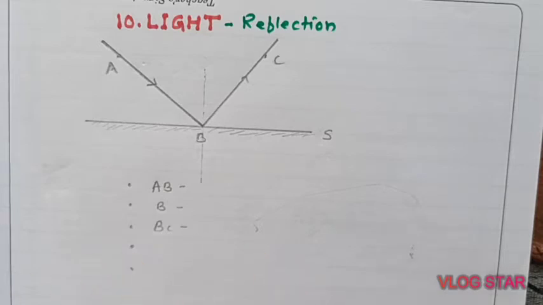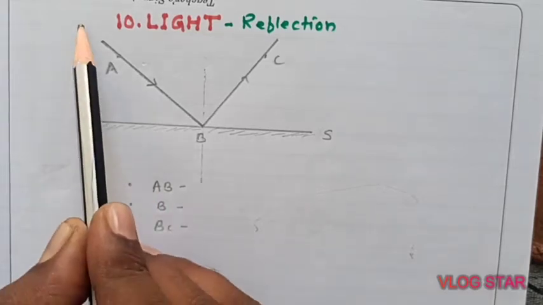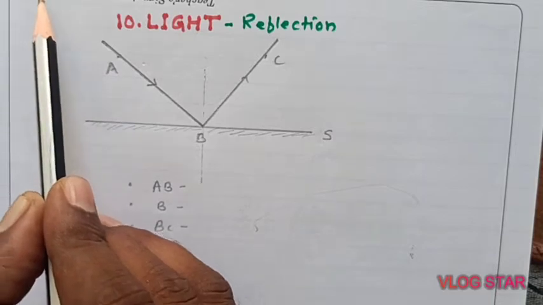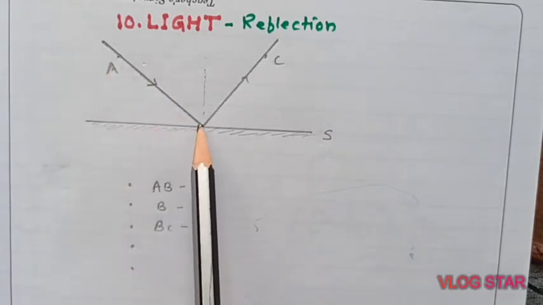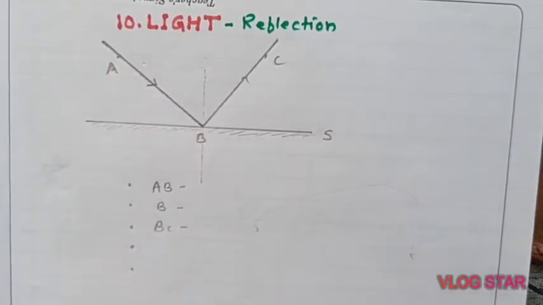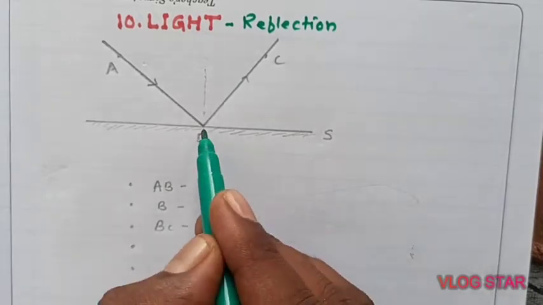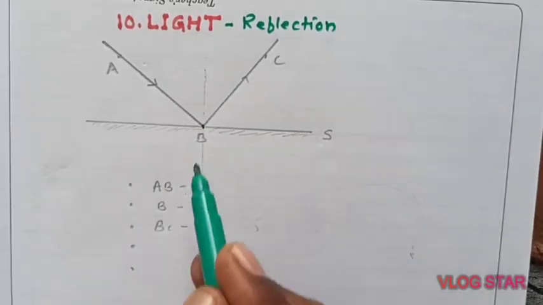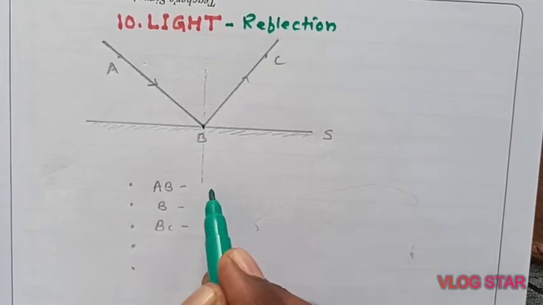In order to discuss that, here we have an incident ray. Light is coming through this direction, so AB is the direction of the incident ray. I have taken one perpendicular at B. AB is the incident ray.